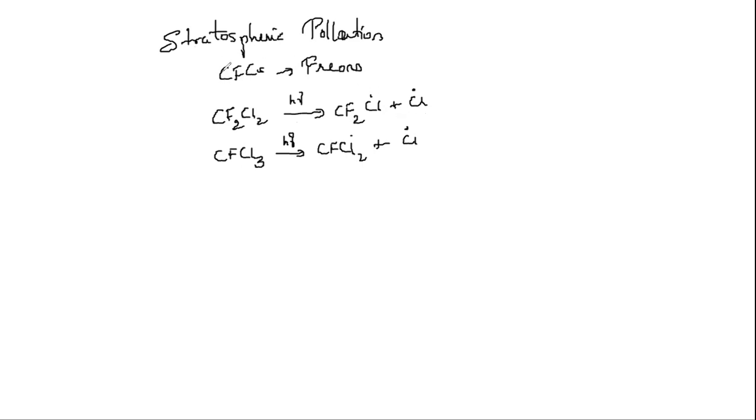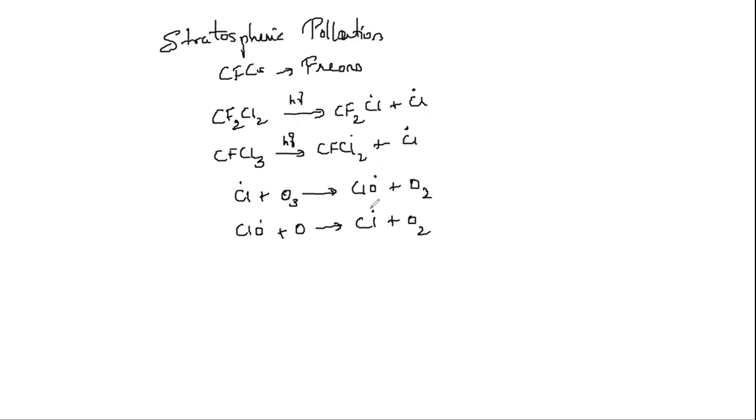So these CFCs release chlorine free radicals. This will go into the stratosphere where there is ozone. It will react with the ozone molecule and form ClO free radical plus O2. This ClO free radical combines with another oxygen atom and forms Cl free radical plus O2.